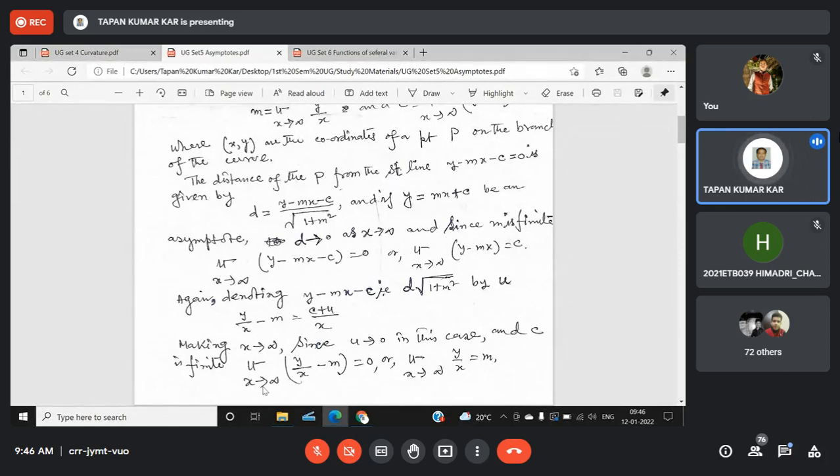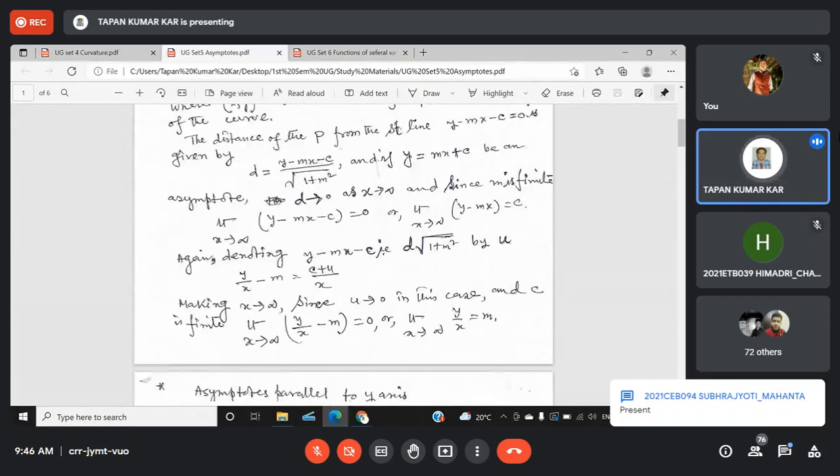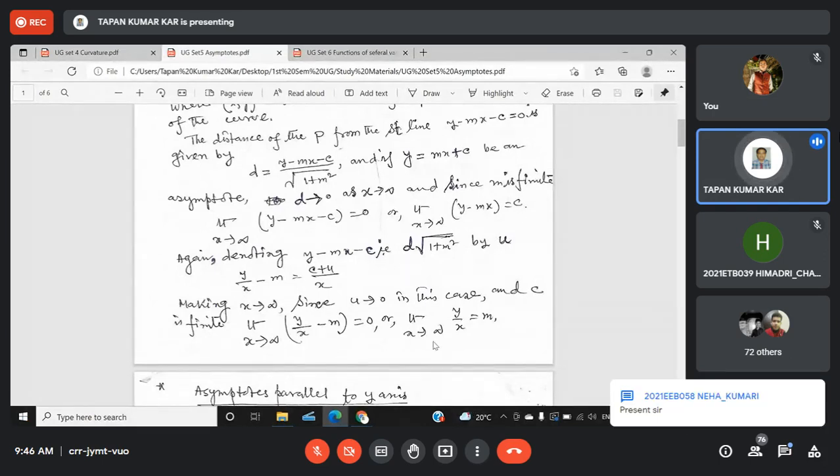So limit x tends to infinity, y by x equal to m. So at the beginning, as it is mentioned, m equal to limit x tends to infinity y by x and c equal to limit x tends to infinity y minus mx. So here look at this. Here limit x tends to infinity y minus mx equal to c and limit x tends to infinity y by x equal to m.